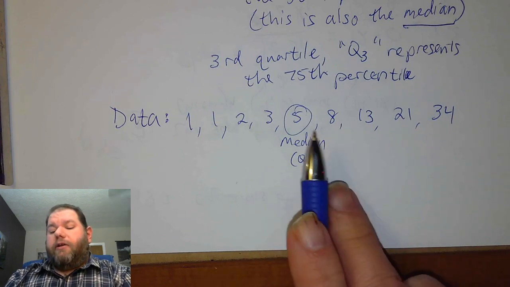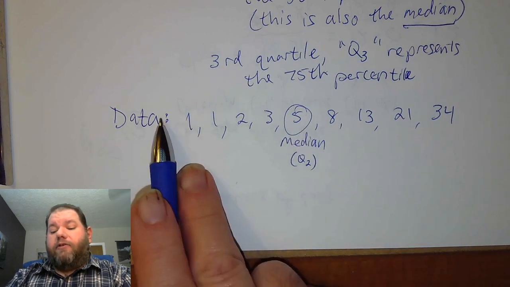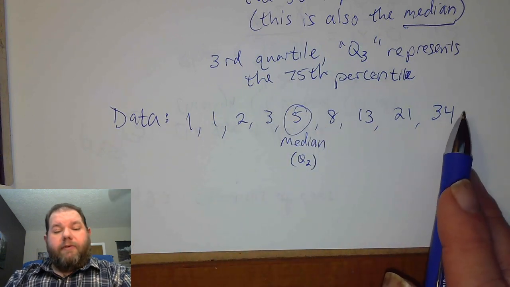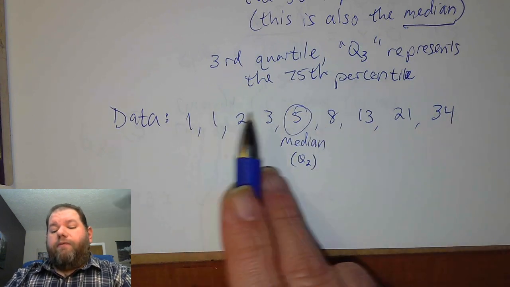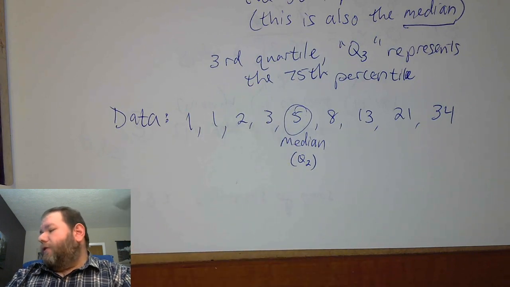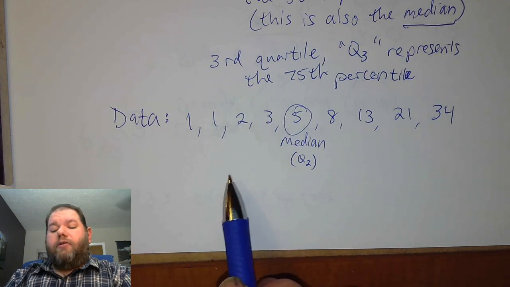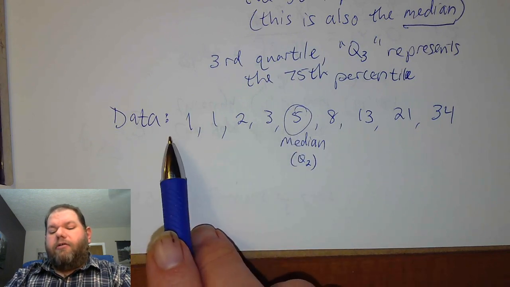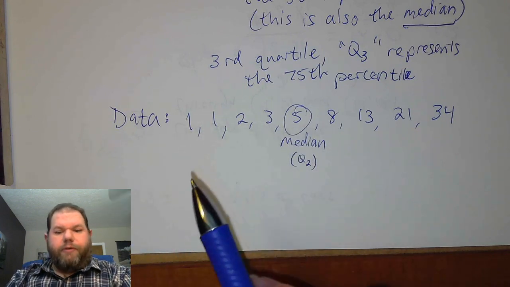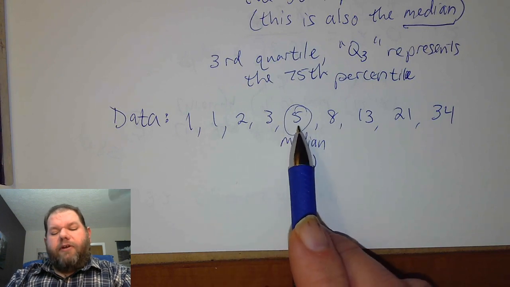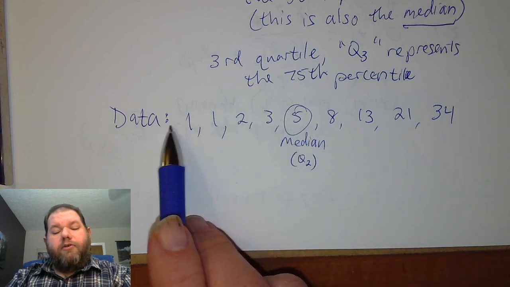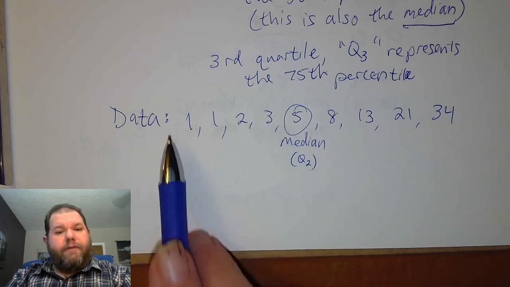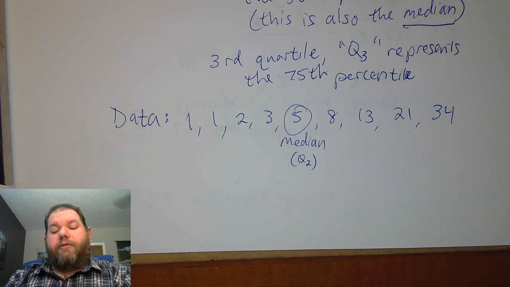Now the median divides the data into 2 halves. We have the lower 50% and the upper 50%. Now, for our lower 50%, the first quartile, Q1, is halfway between. So in that sense, if we take the part of the data that's below the median, if we get the midpoint of the lower half, then that should give us the first quartile.